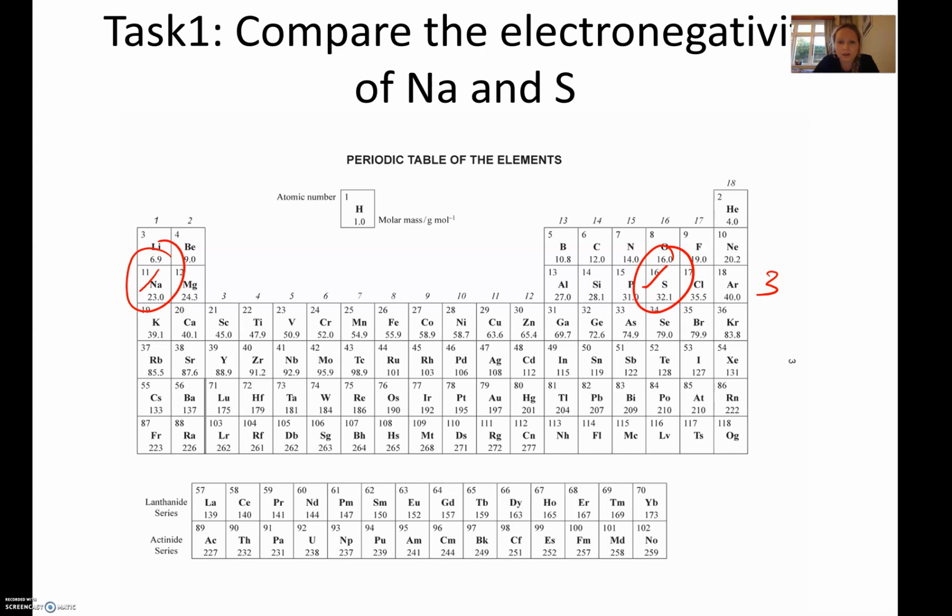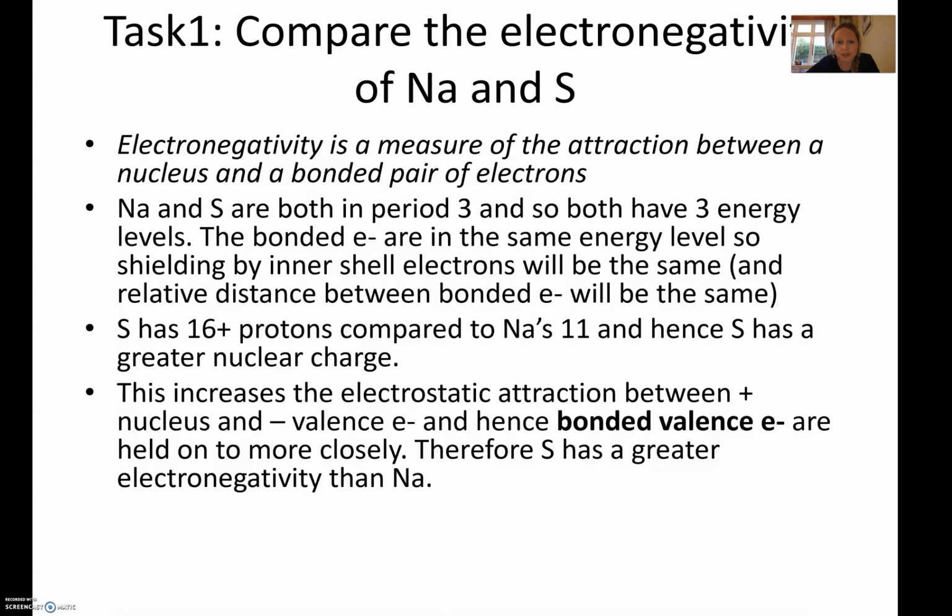In this answer, I have included nuclear charge, I have included the number of energy levels, I have included distance by saying they're in the same energy level, and I have included shielding by inner shell electrons. The only other thing we can add to our answer is a definition for electronegativity, which is the atom's ability to pull on a bonded pair of electrons, and that's an excellence answer. Okay, and that's everything I've just said.